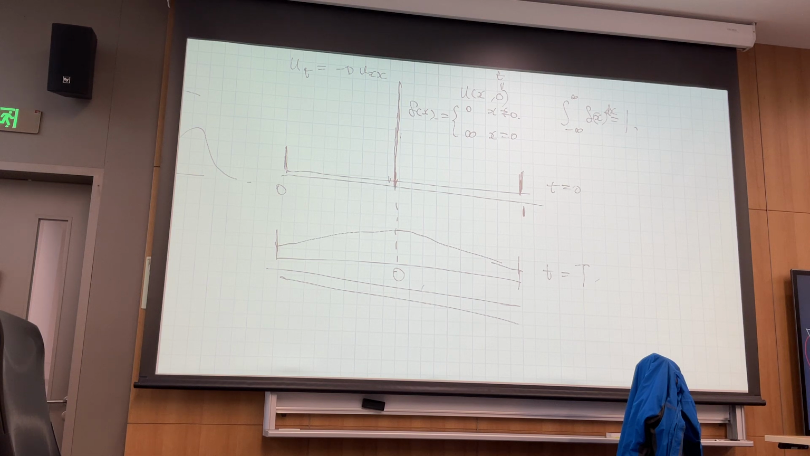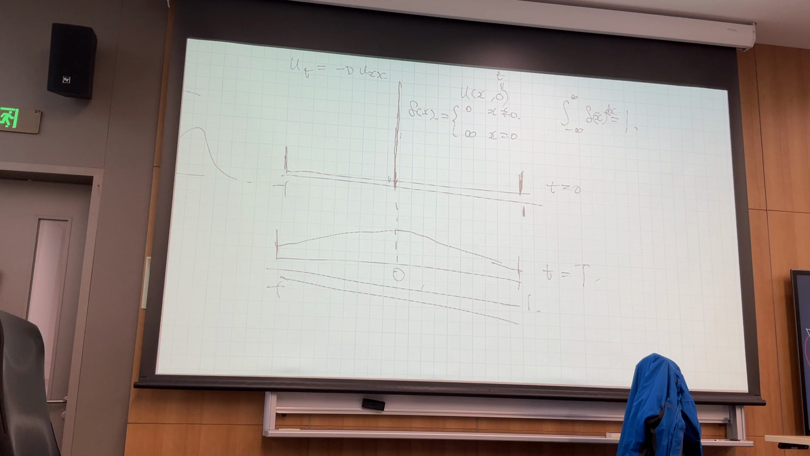Let's say this is not 0, this is actually -1. Everything will be exactly accumulated at the place of x equals 0. But note that this takes place in how much time? How much time has passed if we are undoing the diffusion?